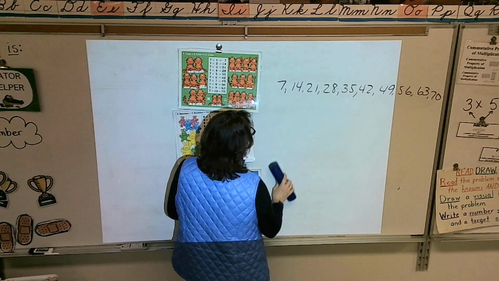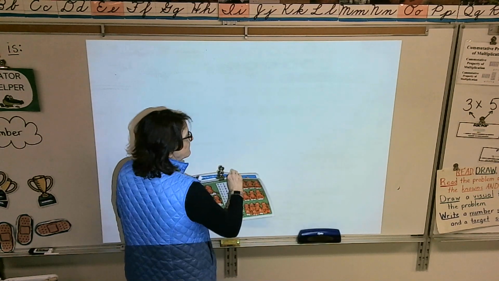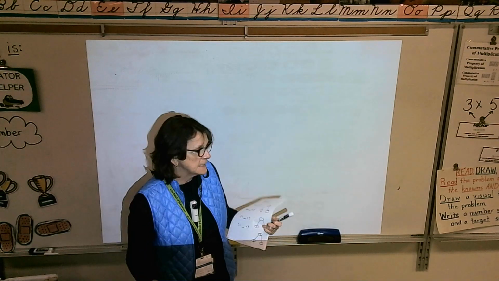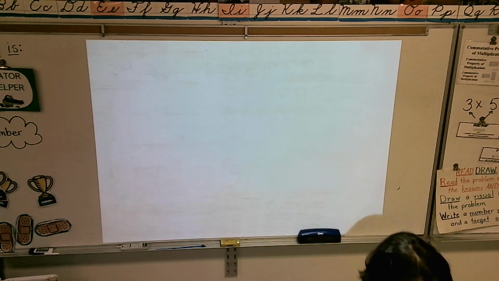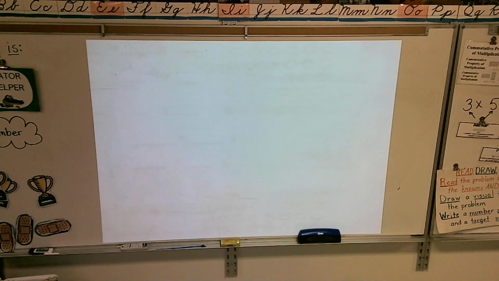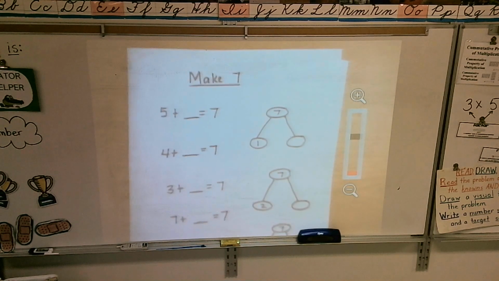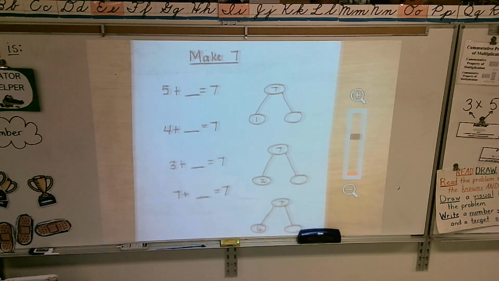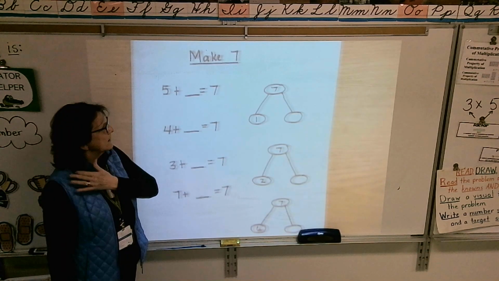If you remember during our last lesson, lesson 4, we made 10s. Today we're going to make 7s because we are going to go from skip counting by 6s to skip counting by 7s. So if you give me just a minute, I'm going to set up the paper that you're going to be expected to do.